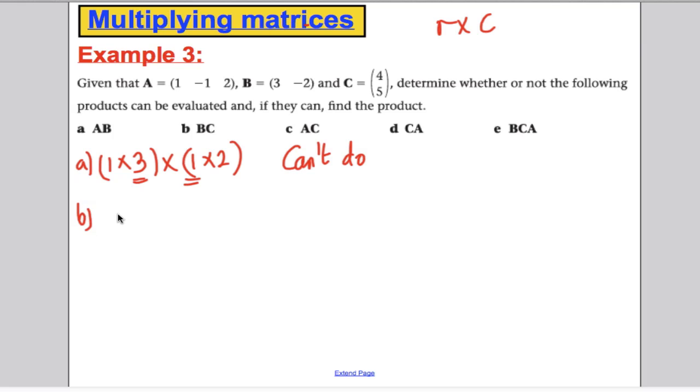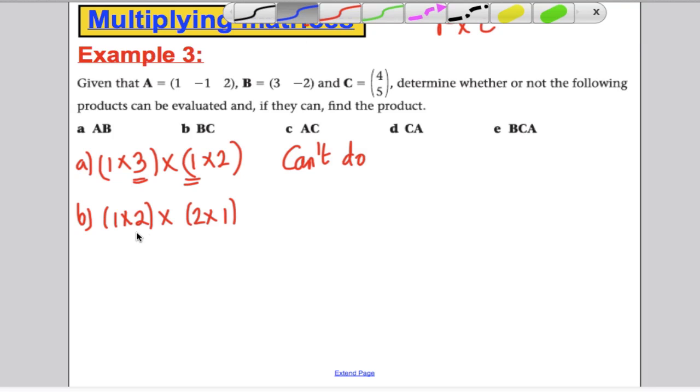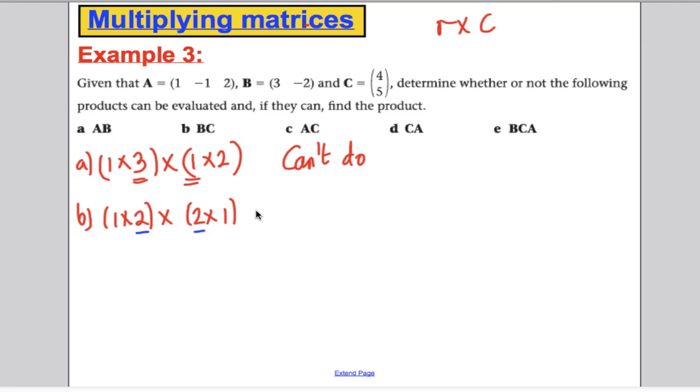Okay, B, can we do B times C? Well, let's just check we can. B is a 1 by 2 matrix, and we're multiplying it by C, which is a 2 by 1. Can we do that? Well, yes, that number and that number are the same, so we can, and we're going to get ourselves a 1 by 1 answer at the end. So let's go ahead and do it, B times C. We're doing 3, negative 2, and we'll multiply that by 4 and 5. Okay, so 3 times 4 is 12, and negative 2 times 5 is negative 10, so 12 and negative 10 is just 2, and we get a 1 by 1.